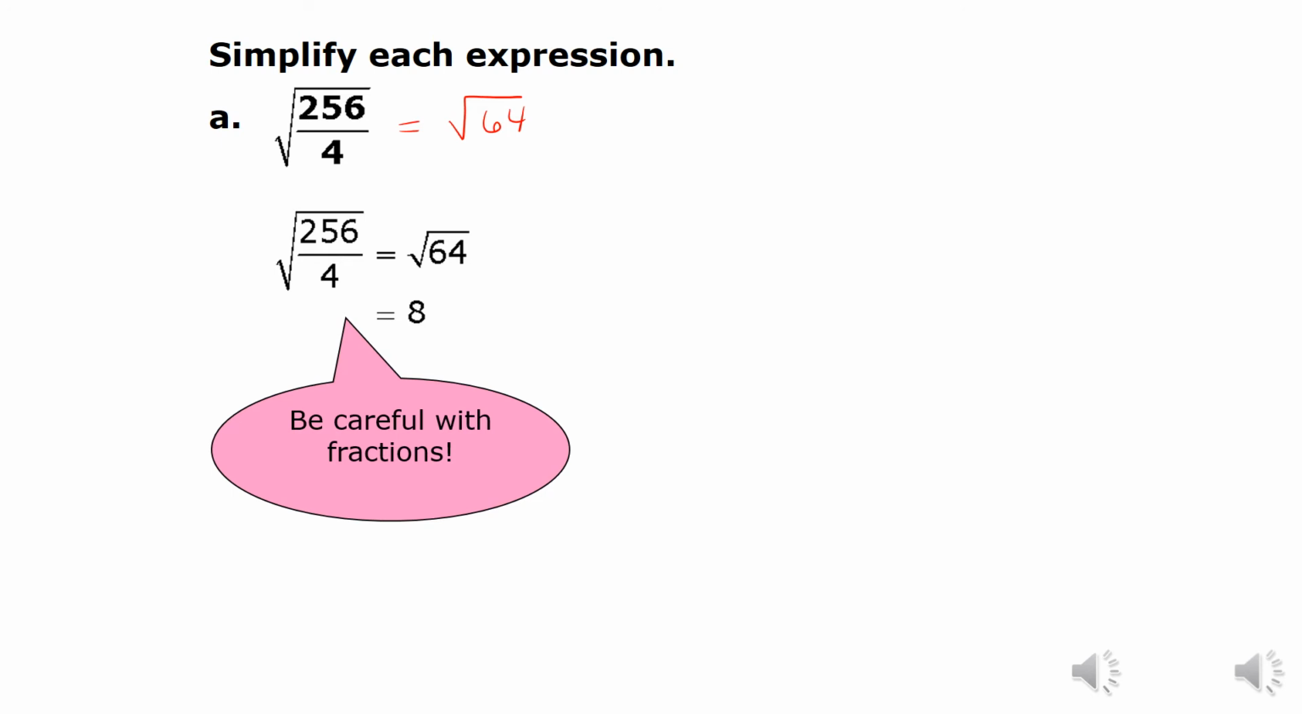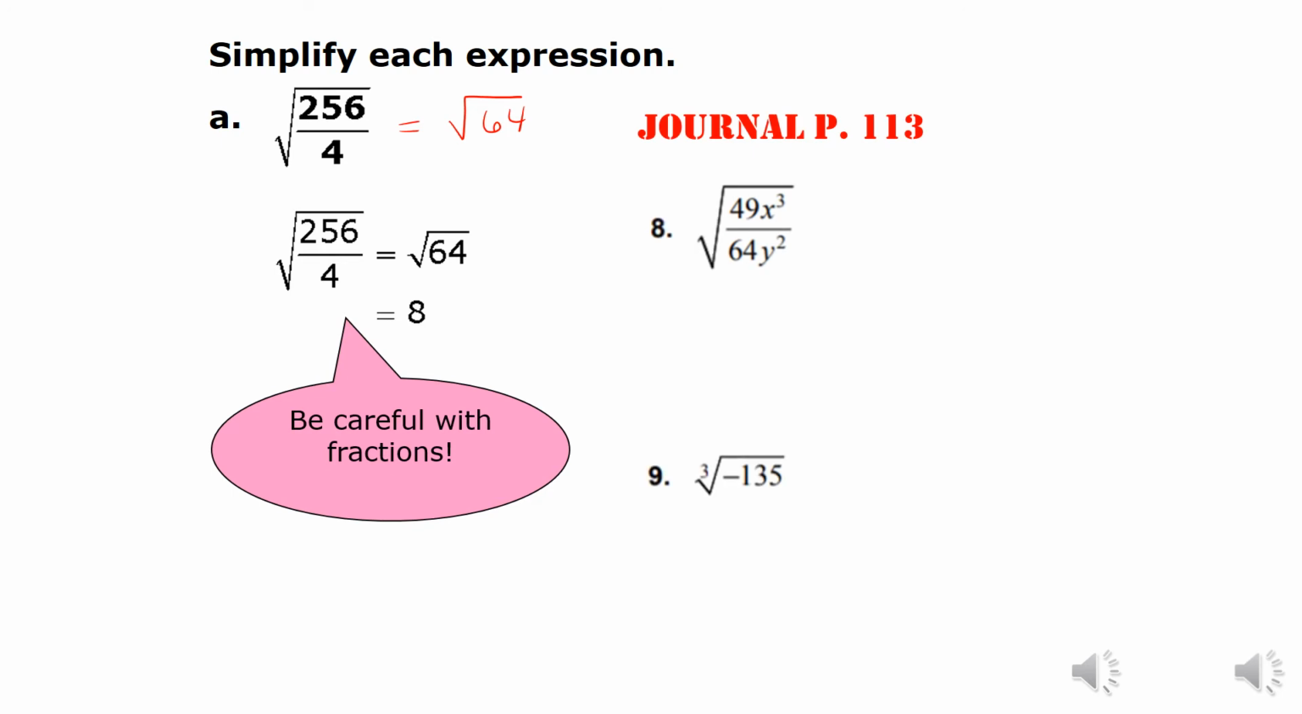Okay? All right. Now, in your journal, this is on page 113. If you want to try this one by yourself, then go ahead and push pause and take a minute or two, and then come back and see how to do this problem. All righty. So first thing I'm going to do is separate it, and I'm going to simplify it at the same time. So this is 49, which is a perfect square, x squared times x, over another perfect square, 64, and y squared is a perfect square. So this gives me 7x square root of x over 8y. And I'm done. Okay? Can't go any more simply than that.